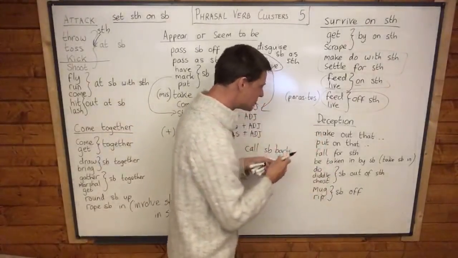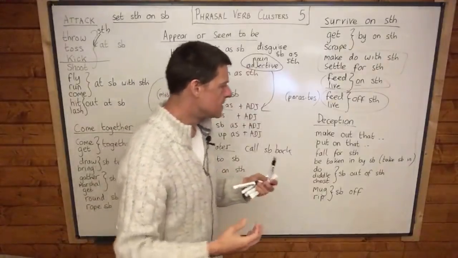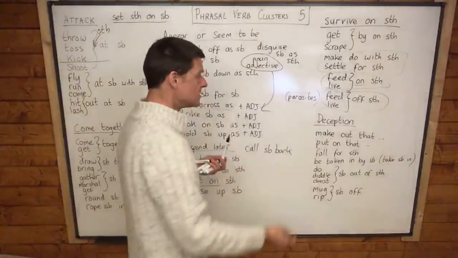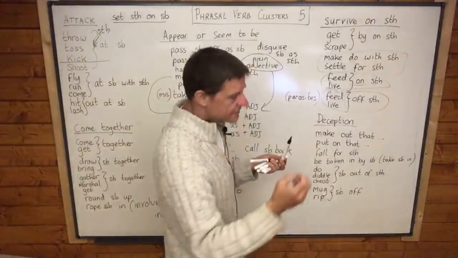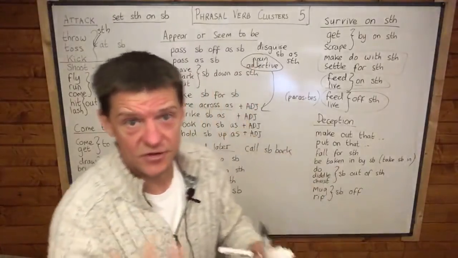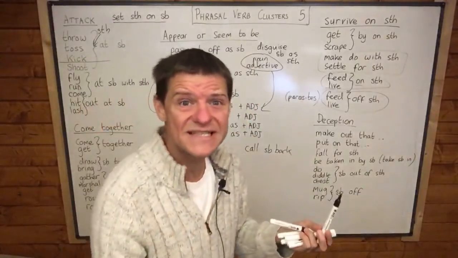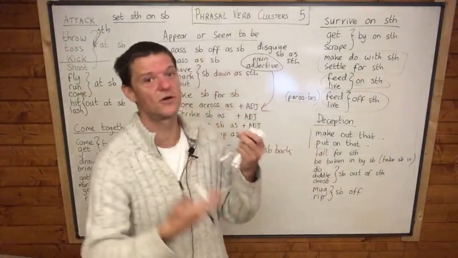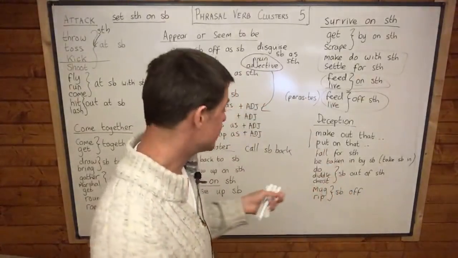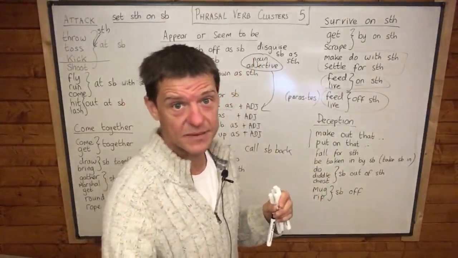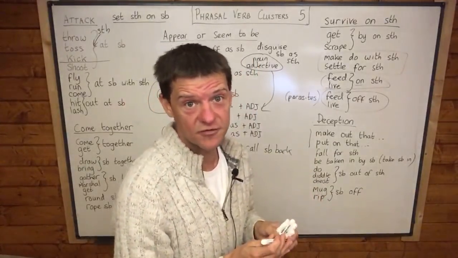Okay, now deception. Loads of ones for deception. You can make out that something happened when it didn't really happen. You can put on that something happened when it didn't really happen. And so you're deceiving people, you're pretending. Both of these mean pretend. You make out that, you put on that, you pretend that. Now, if you fall for something, you are tricked, and you have been tricked, and you fell for the trick.